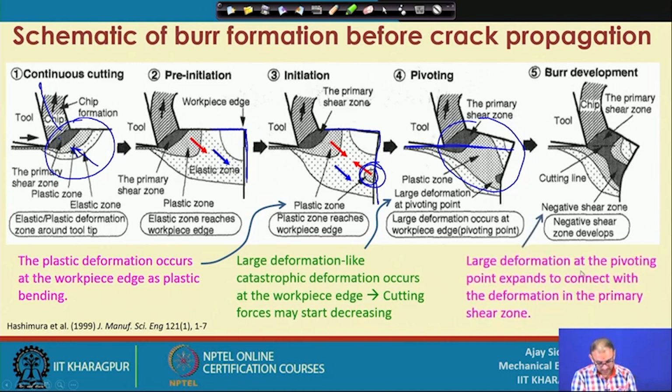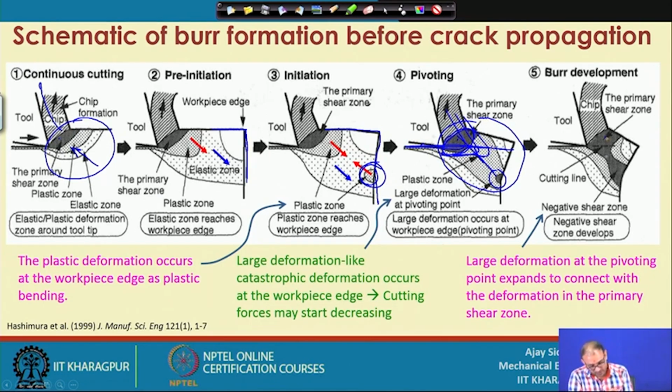now large plastic deformation at the pivoting point expands to contact with the deformation in the primary shear zone. So now this particular zone will try to connect with this particular part, because now you are getting one additional deformation here, and this is also deformation. So your tool continues in this direction, and at that time your shear plane angle also moves ahead of the tool.